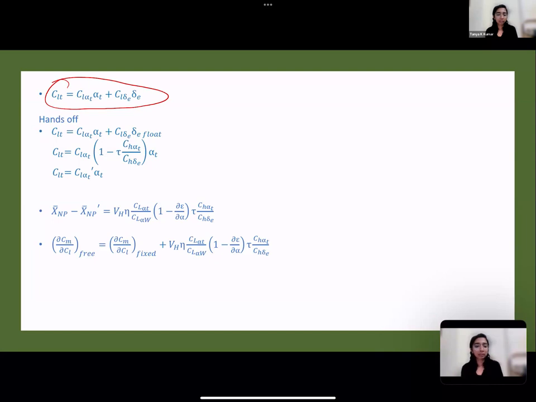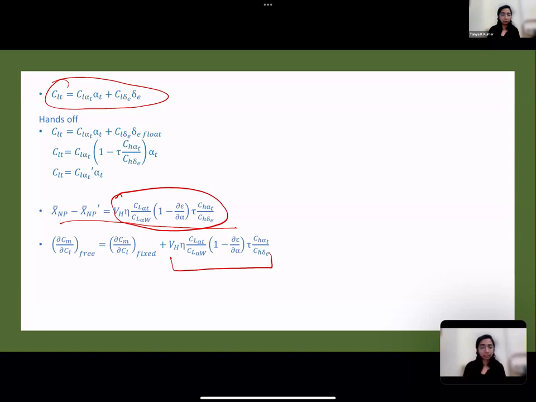Similarly, proceed with your neutral point derivation. Again, you come up with this equation, the difference between your stick fixed and stick free neutral point. Then replace that with your static margin equation. You get this DCM by DCL free and DCM by DCL fixed plus this term. This term is nothing but this difference. How did we come to these two equations? You just replace the XNP with the static margin. The CG location is the same for both of those. Only the neutral point location is changing.